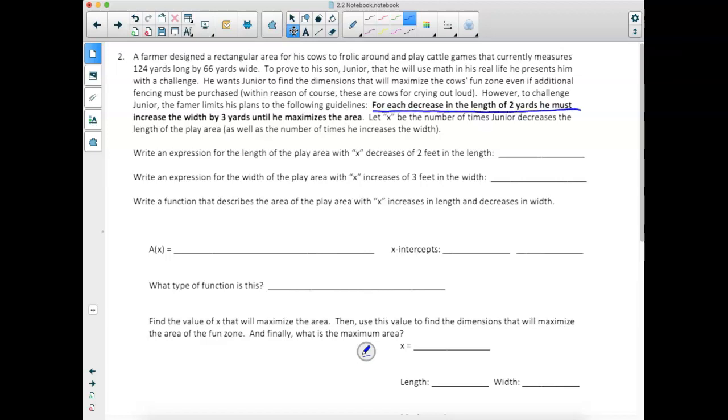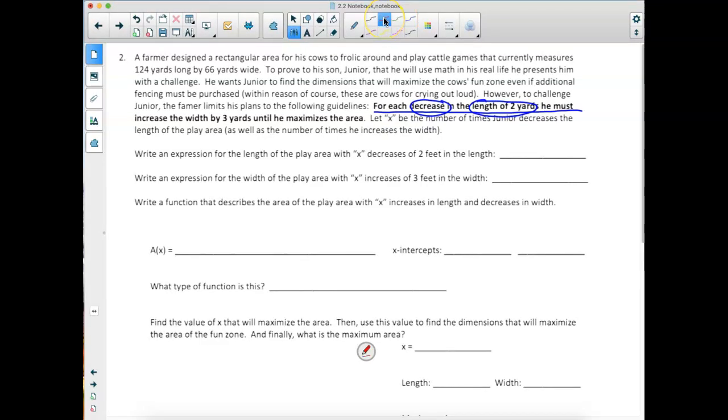For each decrease in the length of 2 yards, he must increase the width by 3 yards, okay? And x is the number of times Junior decreases the length. So as he decreases the length by 2, it's going to increase by 3. Write an expression for the length of the play area with x decreases of 2 feet.